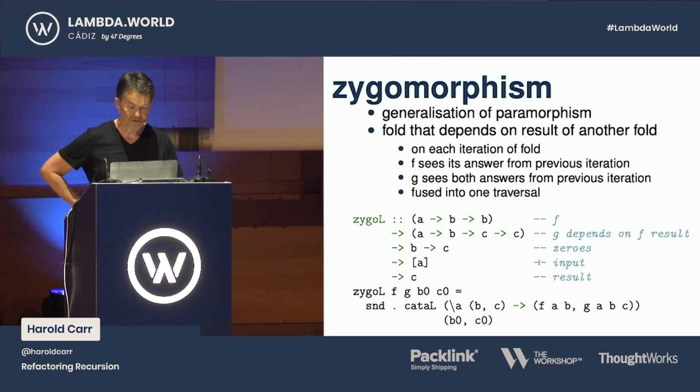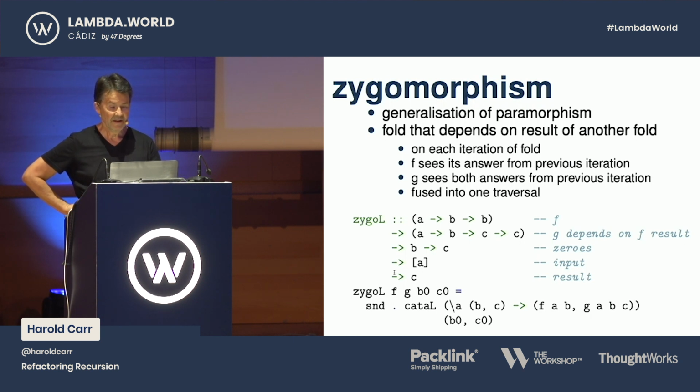And you can see here that the F gets a B and then returns a B. So that looks just like the catamorphism we've already seen. And then we see the G that gets the result of this F. And these B and C are the zeros, and then there's the input and output. And there is the definition.